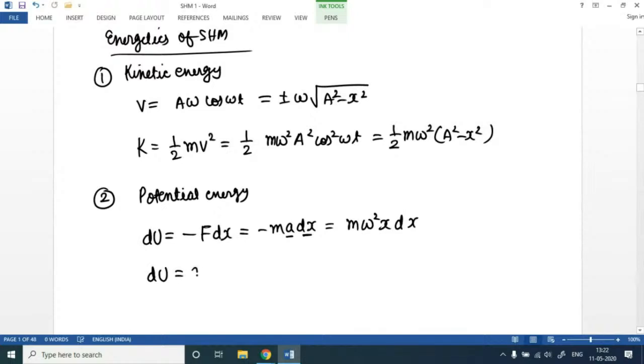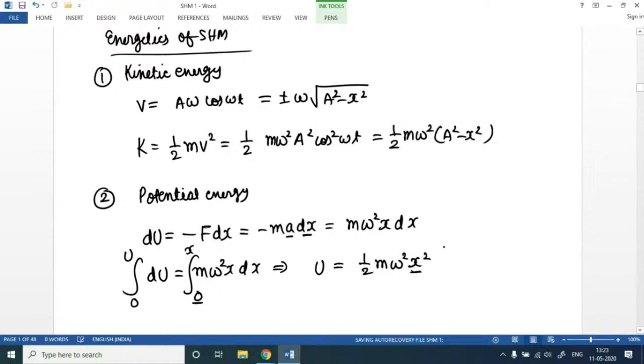So dU is equal to m omega square x dx, and if you integrate both sides with proper limits, let's say 0 to x, and at the origin we are assigning the potential energy to be 0, so 0 to U, that will simply give you U is equal to half m omega square x square. So please understand, when we are writing this, x we are taking as displacement from the mean position, because we have assigned 0 coordinate to the mean position, and the reference we have taken at the mean position, the potential energy we have taken to be equal to 0.